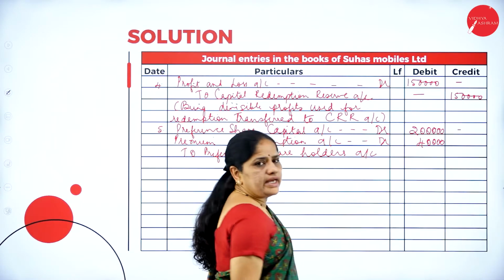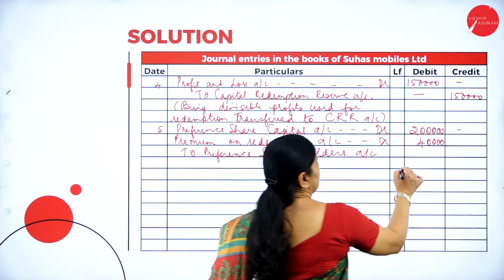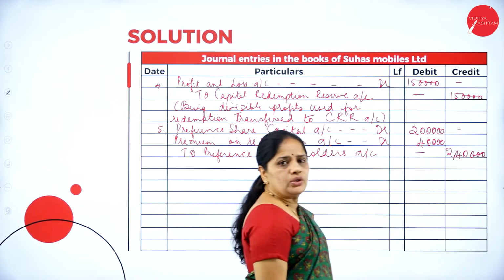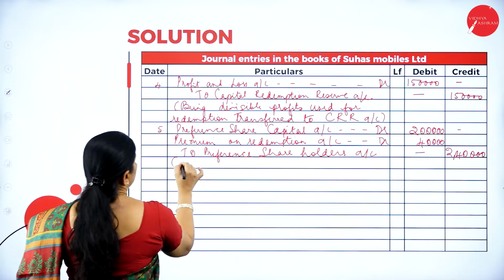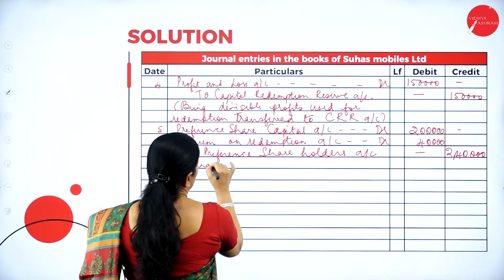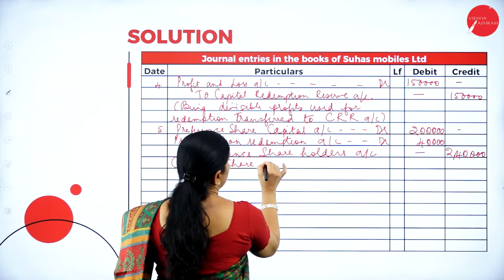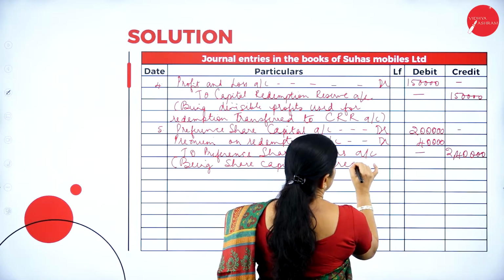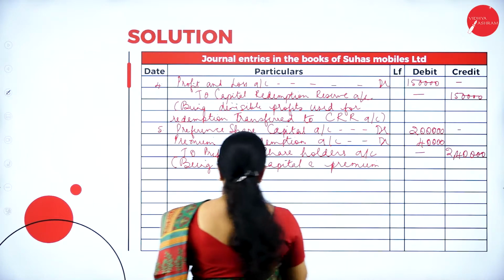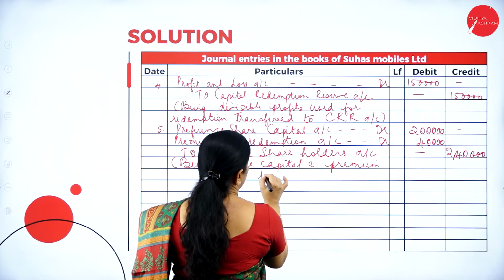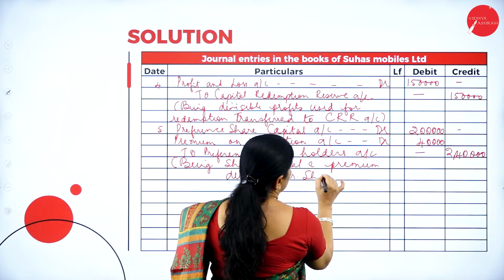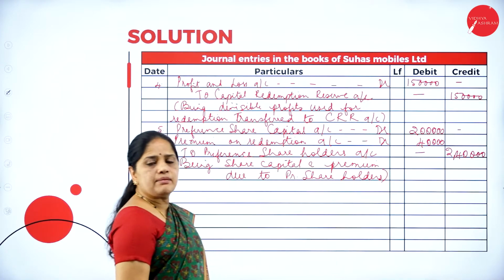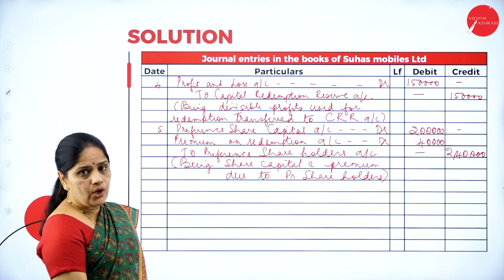To preference share holders account 2,40,000. 2,40,000 being share capital and premium due to preference share holders. So this is the money due to preference share holders.